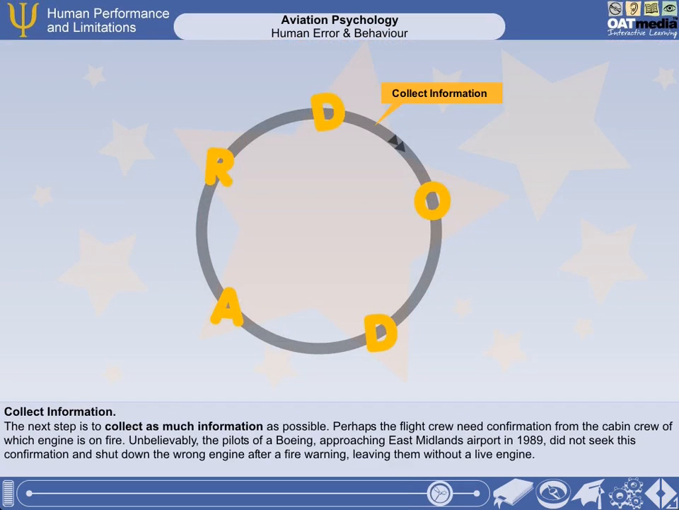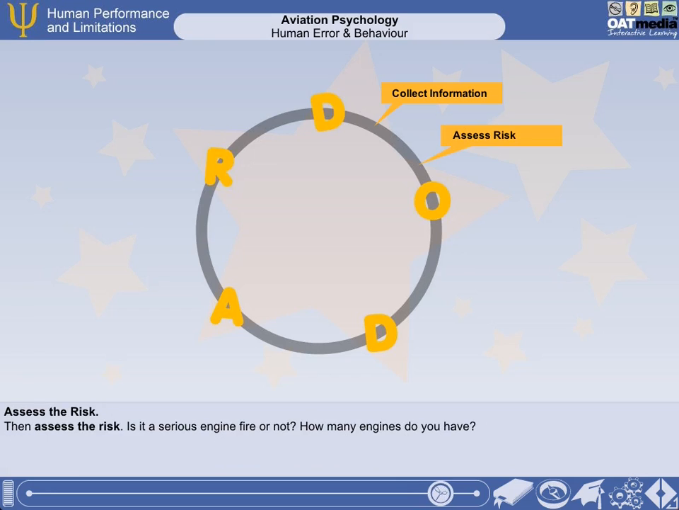The next step is to collect as much information as possible. Perhaps the flight crew need confirmation from the cabin crew of which engine is on fire. Unbelievably, the pilots of a Boeing approaching East Midlands Airport in 1989 did not seek this confirmation and shut down the wrong engine after a fire warning, leaving them without a live engine. Then, assess the risk. Is it a serious engine fire or not? How many engines do you have?